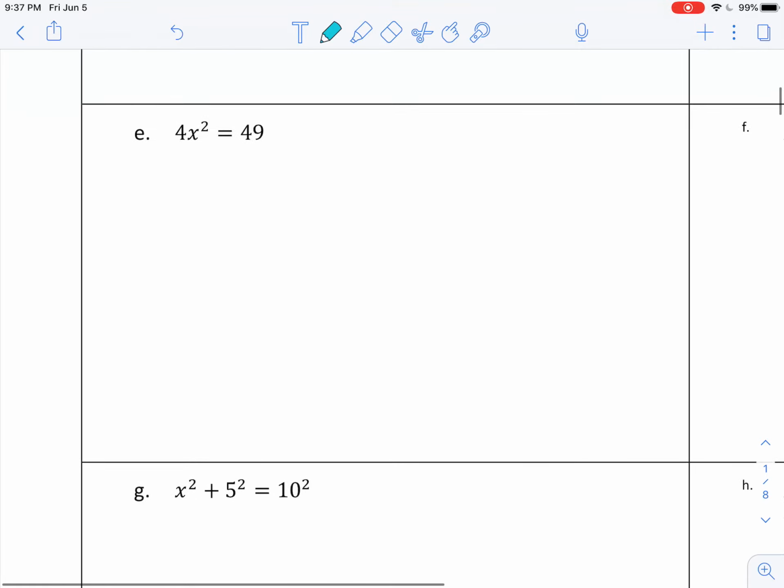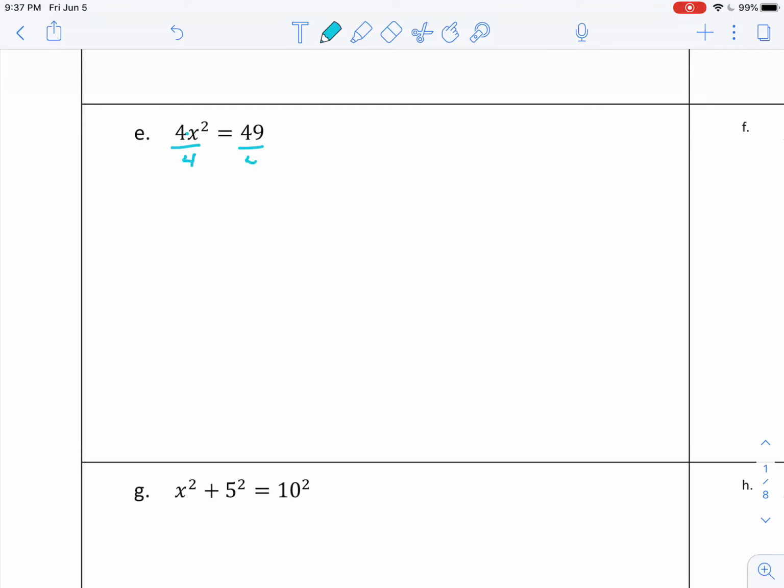Let's do another one. Looking at E, 4x squared equals 49. This one doesn't look too complicated. However, it gets a little weird if we're not careful, and let me just show you. So there's no plussing or minusing, which is nice. You don't have to undo that. When 4 is directly in front of the variable, it means multiplication, so I'm going to divide.